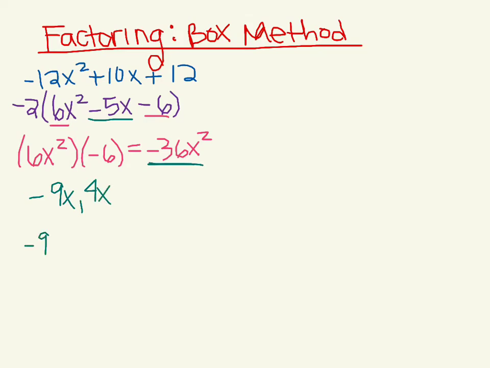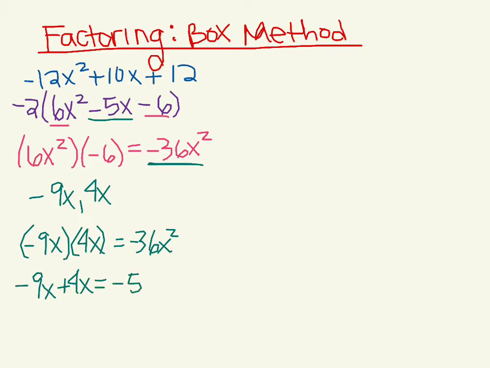Note that multiplied together, negative 9x times 4x gives me negative 36x squared, and when added, negative 9x plus 4x gives me negative 5x. This is exactly what I want. I wanted two terms that multiply to the negative 36x squared and add to the negative 5x. So these are my two terms. I'm going to actually circle them.